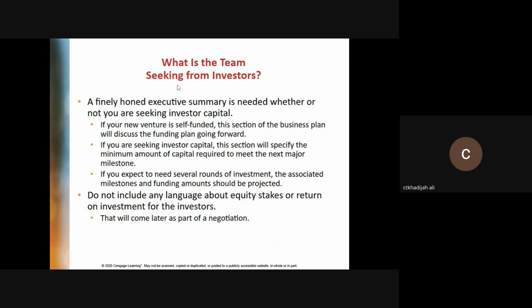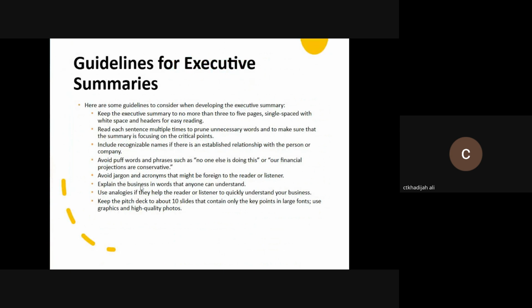What is the team seeking from investors? A finely honed executive summary is needed whether or not you are seeking investor capital. Do not include any language about equity, stakes, or return on investment for the investor. So, the guidelines for executive summaries: there are 8 of them, and they are very important for you to know when you do the pitching.